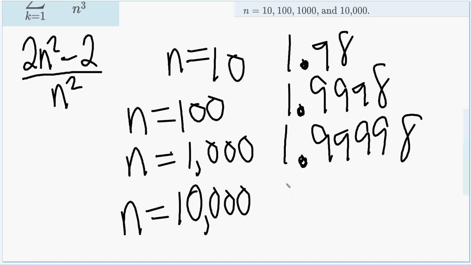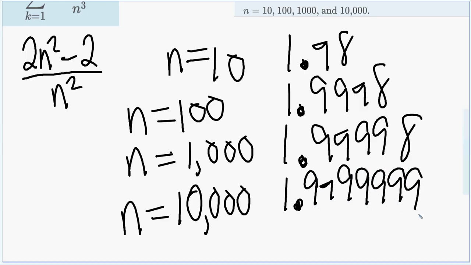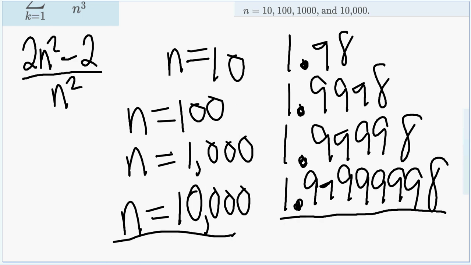And that gives out a decimal 1 point. Now we have seven 9s. 1, 2, 3, 4, 5, 6, 7 nines with an 8 at the end. We can see that as our n gets bigger, this number looks like it's approaching 2.